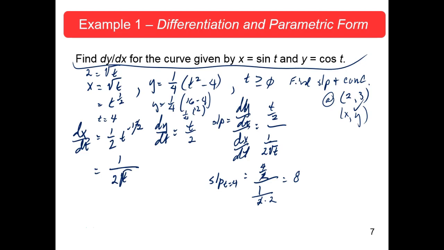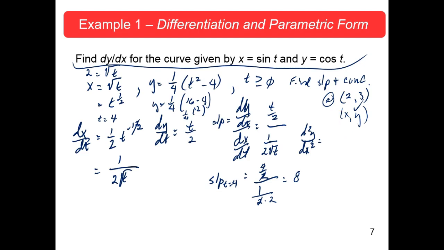Now that was your first derivative. We also need to know the second derivative, d2y dx squared, and there we're going to have to look at the formulas we just did. I don't have much room. d2y dx squared is going to tell us something about the concavity at that point. t is equal to 4, remember?